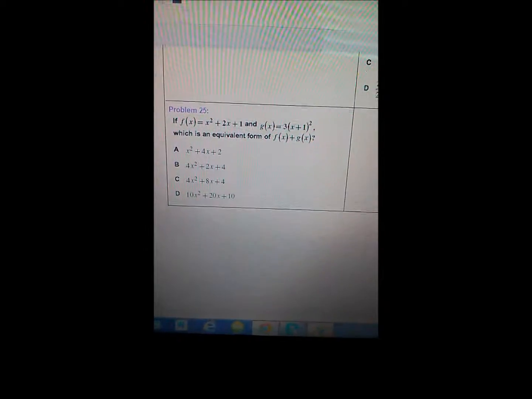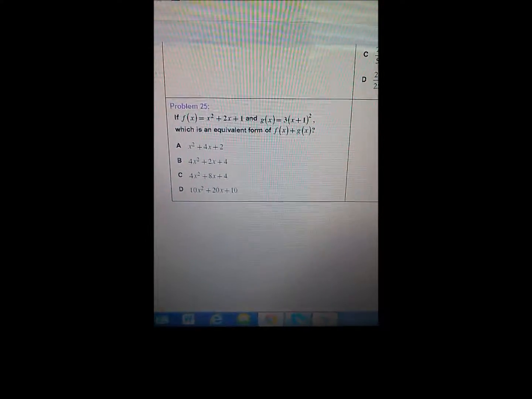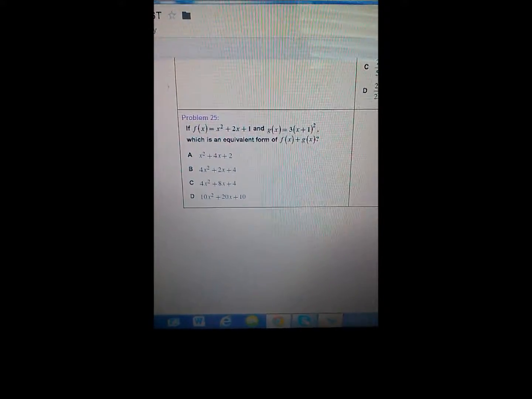Lastly, problem 25 says if f(x) equals x squared plus 2x plus 1 and g(x) equals (3x plus 1) squared, which is an equivalent form of f(x) plus g(x)? And your choices are A equals x squared plus 4x plus 2, B equals 4x squared plus 2x plus 4, C equals 4x squared plus 8x plus 4, and D equals 10x squared plus 20x plus 10.